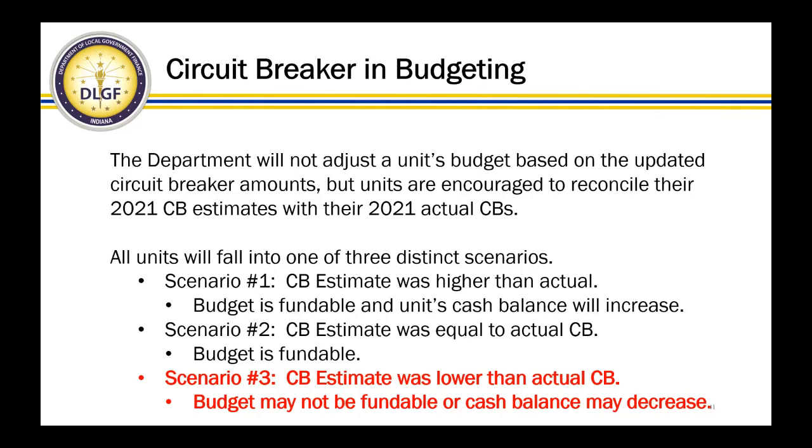The third one, we've got it highlighted in red. So this is where I want to make sure we're drawing as much attention to as possible. In scenario three, you didn't think there'd be any circuit breaker at all. And in fact, it came in at $1,000, $10,000, $100,000, $1,000,000. Means that you could find yourself in a position where you built a budget assuming you'd get one amount, but you are actually going to receive less.